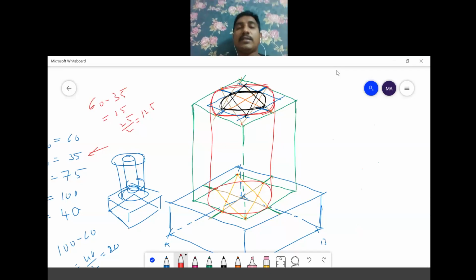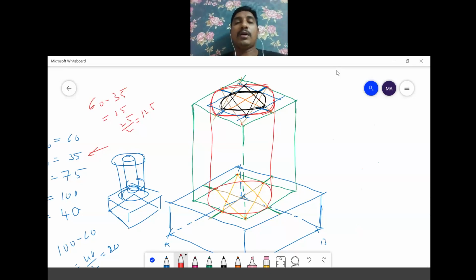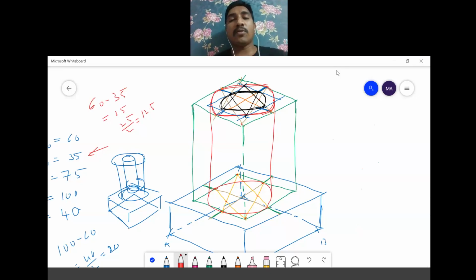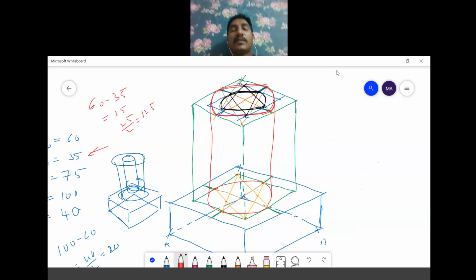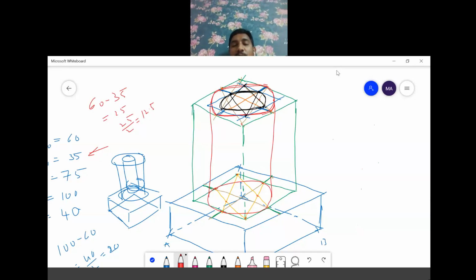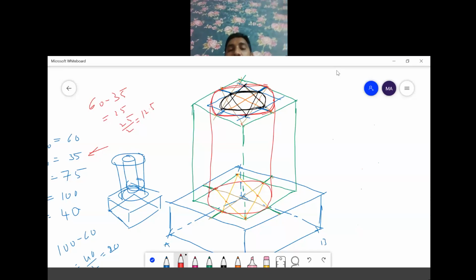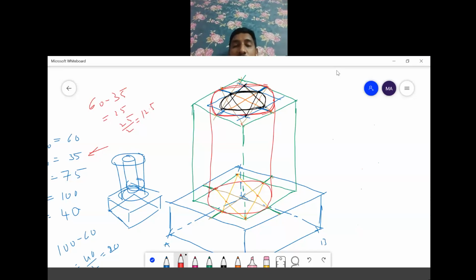What you have done is, you have constructed the normal cylinder. On the top, you have reduced it from 60 to 35. In the 35 mm sided square, we have drawn a circle using the 4 center method. Is it clear?